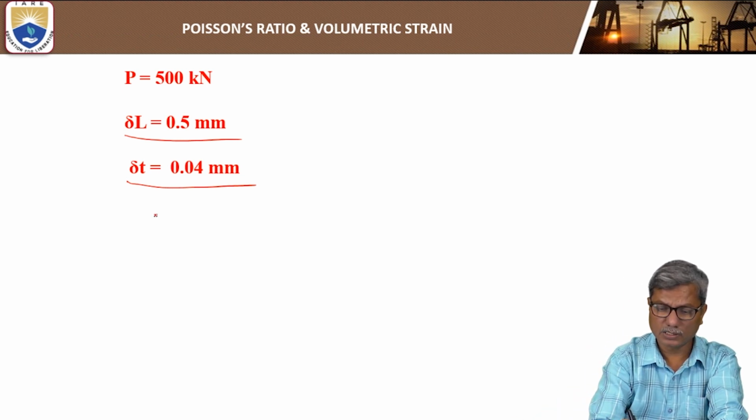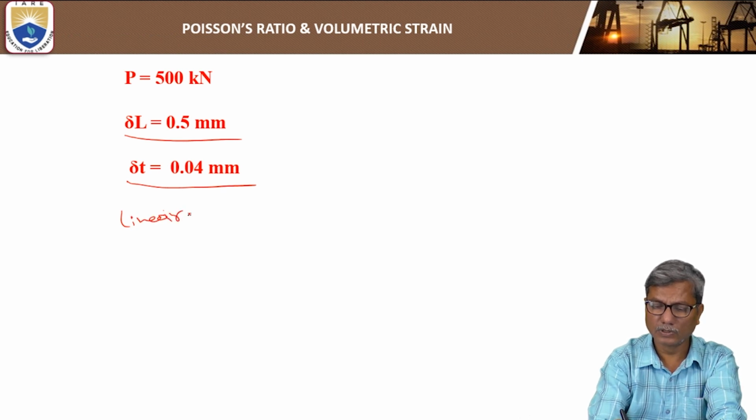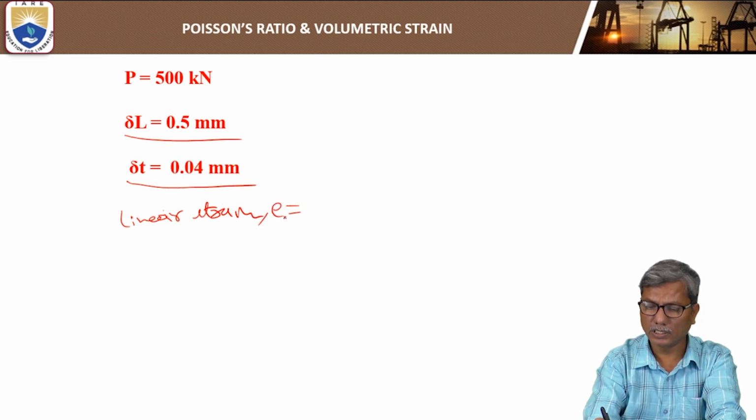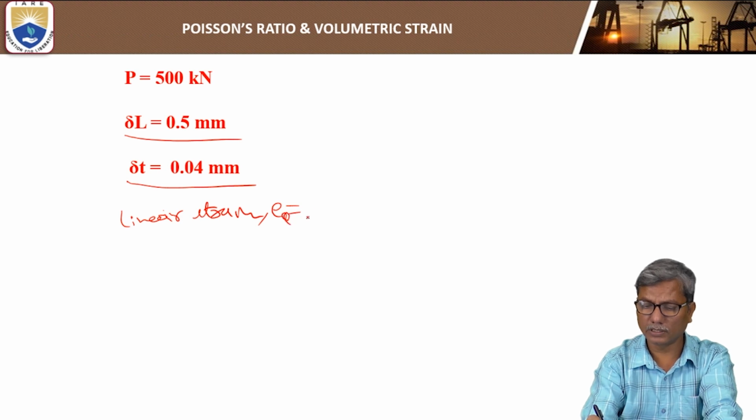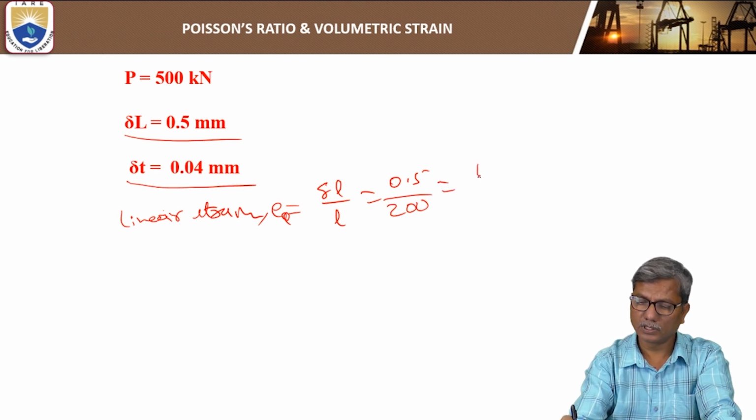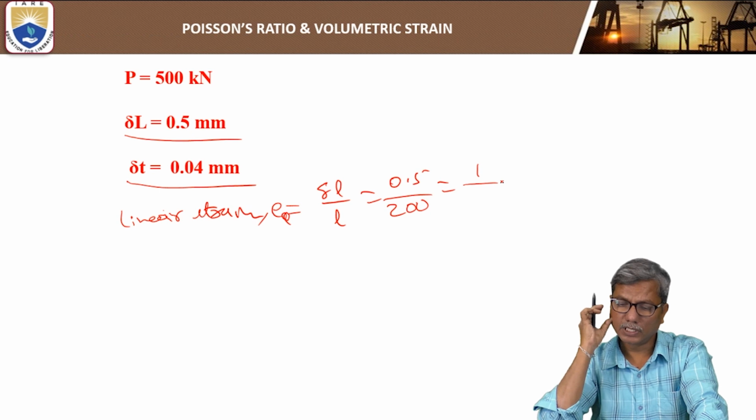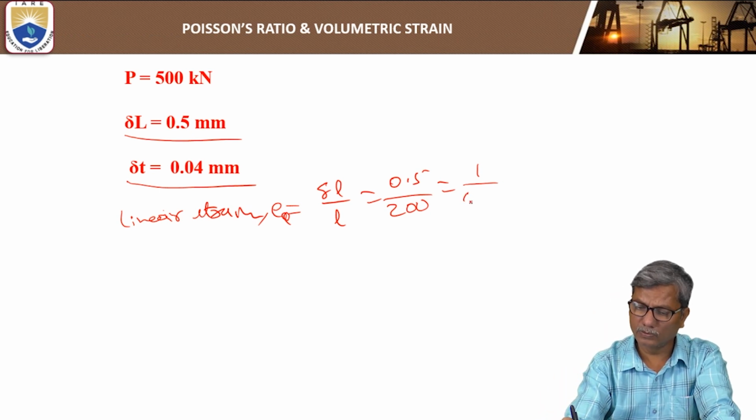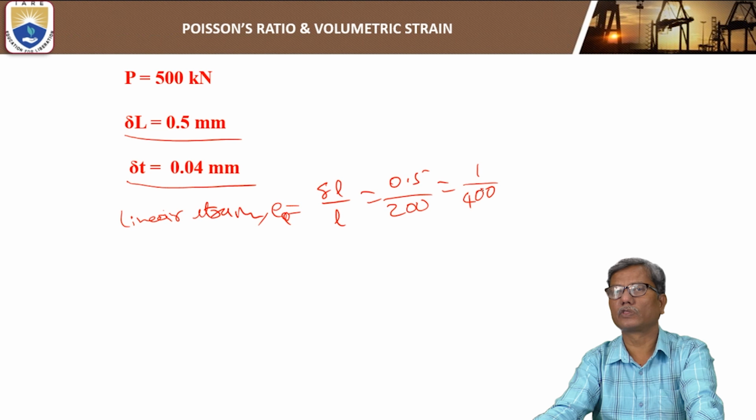So how to calculate the Young's modulus and Poisson's ratio? First let us find linear strain. Linear strain is in the direction of length, EL, which is delta L by L, that is 0.5 by 200 or 1 by 400.